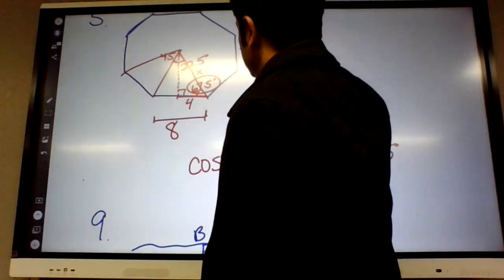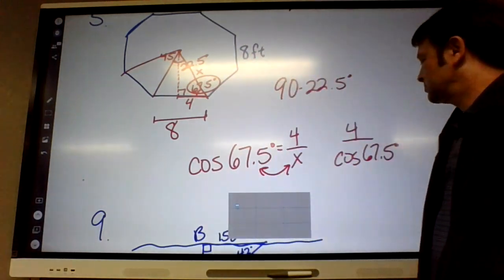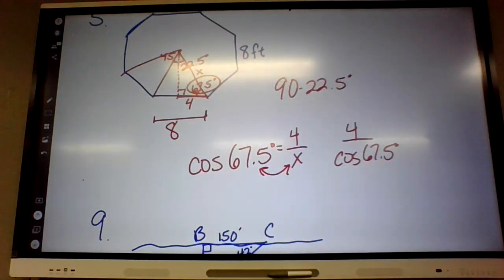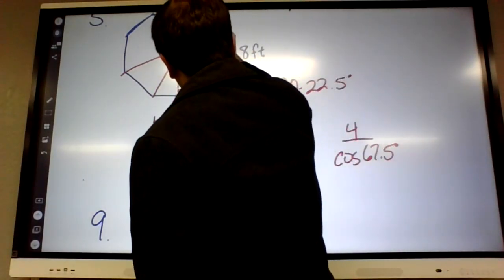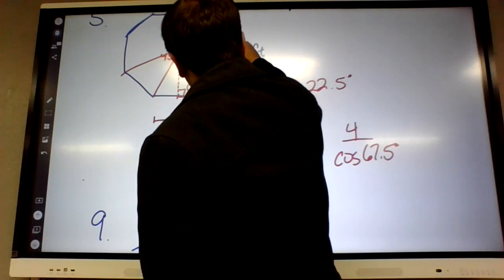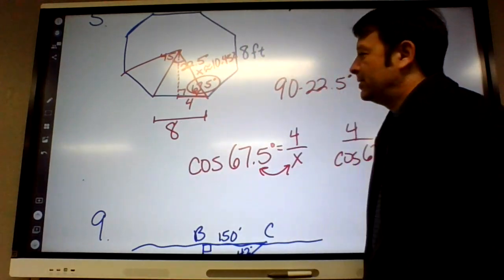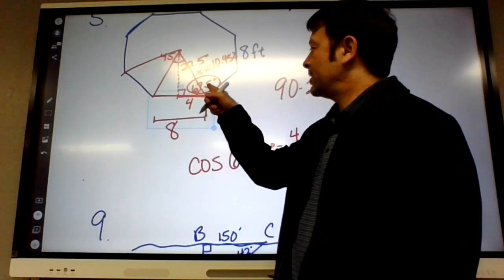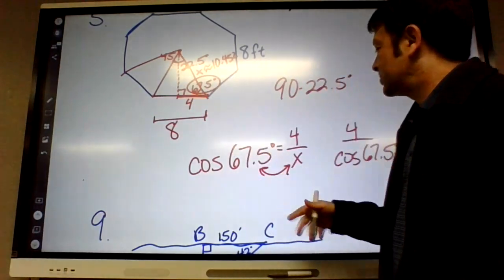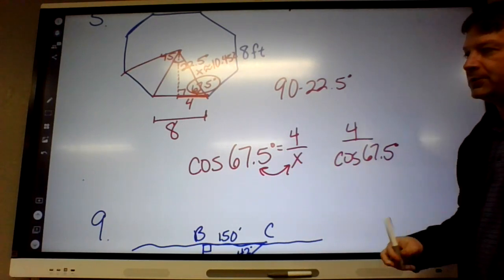Close your parentheses. 10.452. All right, so we have side 8, angle, side. That's enough to use our area formula, 1/2 AB sine C.